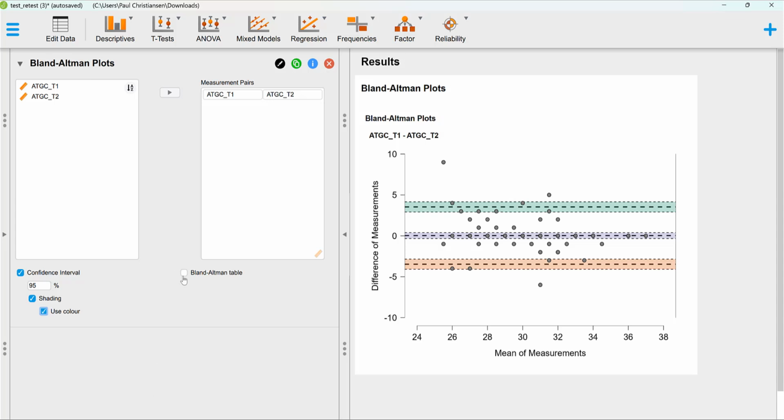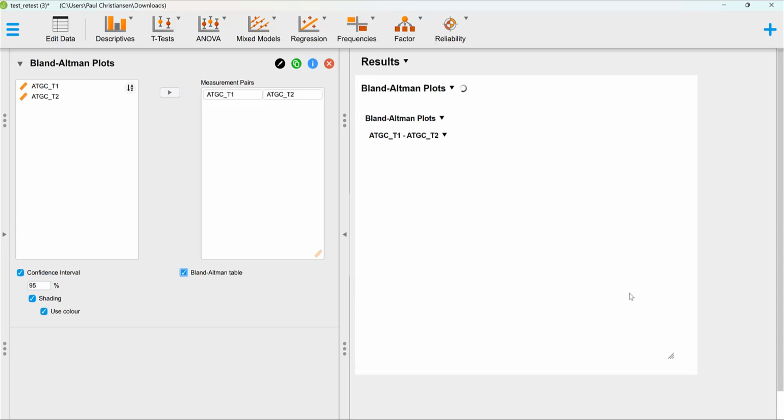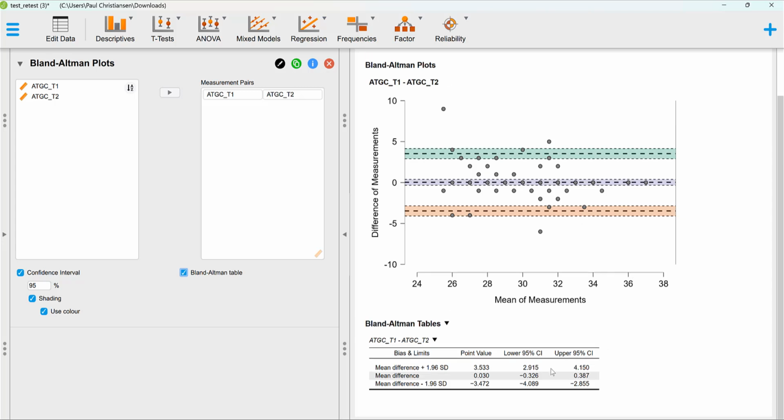We can actually clarify what these things measure if we ask for our Bland-Altman table. So basically this is our mean difference plus 1.96 standard deviations. So that's our upper limit, 3.533, which sits there. And we've got our lower limit here, which is the mean difference minus 1.96 times standard deviation, which is represented here. And it's our mean difference in the middle. We have confidence intervals around that.